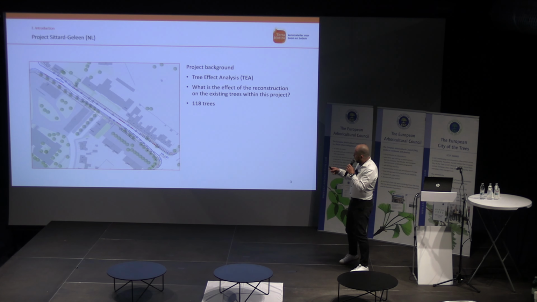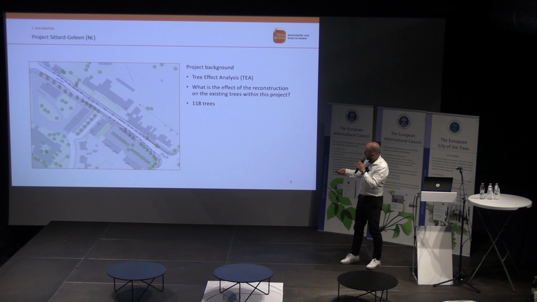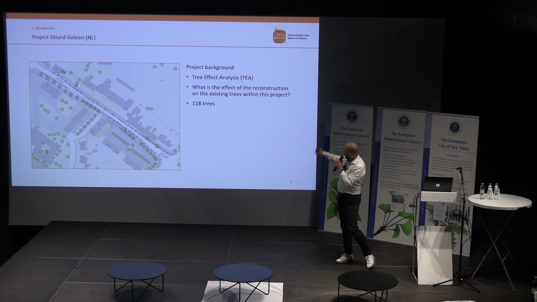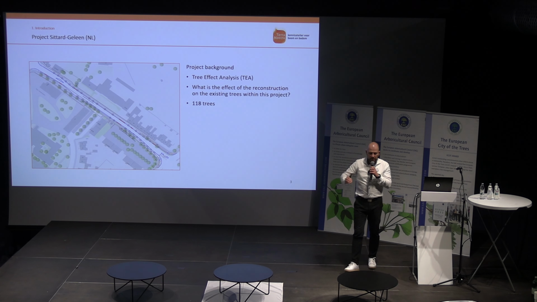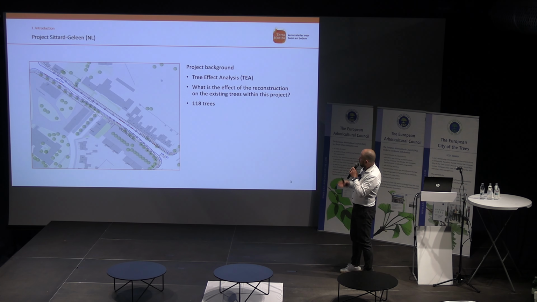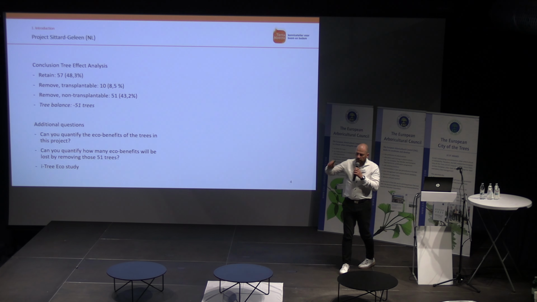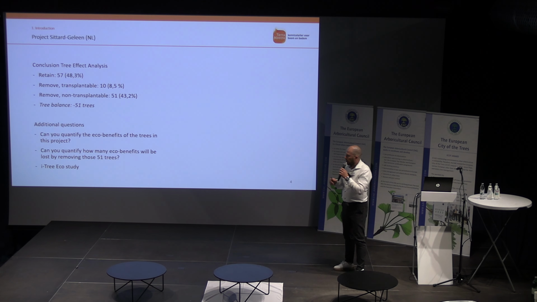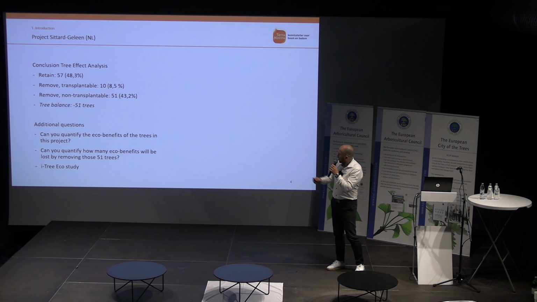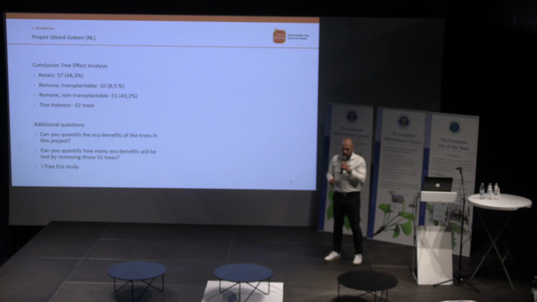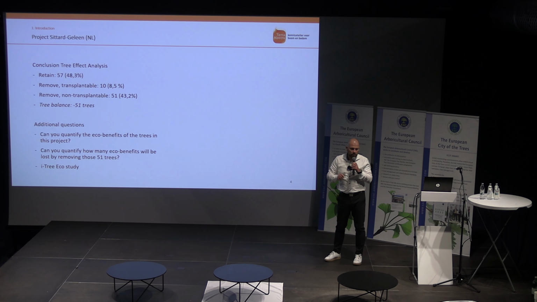In this situation, and we're not going too much into details, there's a road construction, and the city wants to know what is the effect of this reconstruction on the existing trees. There are 118 trees in this project. After we did this analysis, and again, I cannot go into the detail about the tree effect analysis too much, the conclusion was only 75 trees can be retained. We have to remove 61 trees, and 10 of them are transplantable.